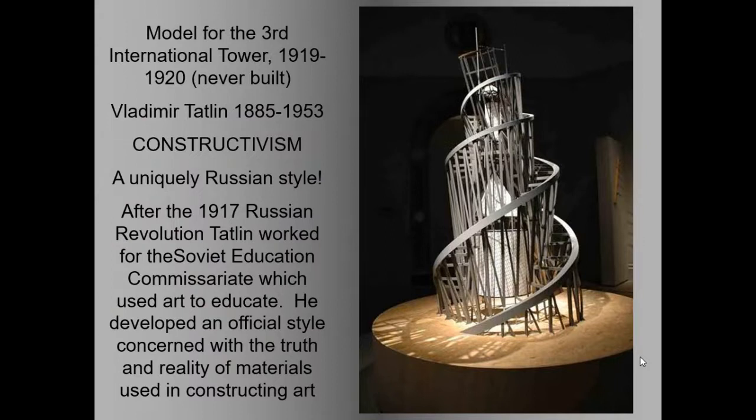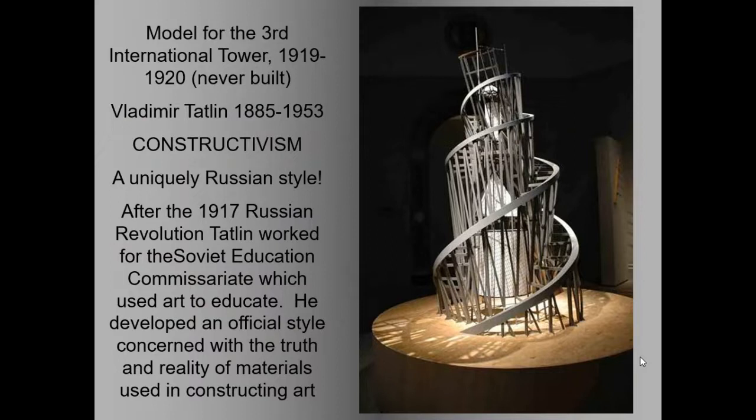The work that you're seeing here is a model for an architectural structure that was never actually built. It was called the Third International Tower. It was actually meant to house three different public communications outlets. There was television projection through it, radio, and print media.